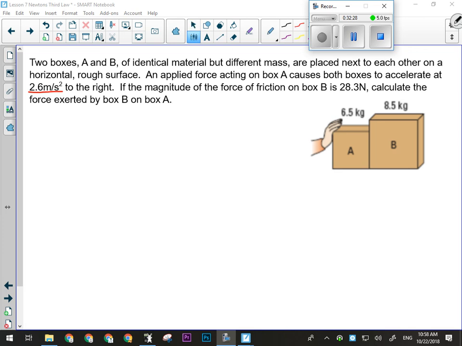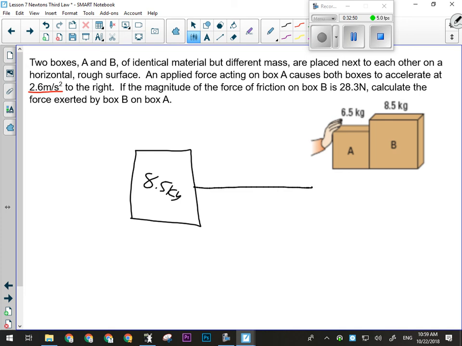All right, so I'm trying to find the force of box B on box A. I'm going to use box B to figure that out, because I have more information about box B than I have about box A. I don't know what the force of friction is on box A, so I'm not going to be able to figure it out using box A. So I'm going to isolate box B, which is 8.5 kilograms.